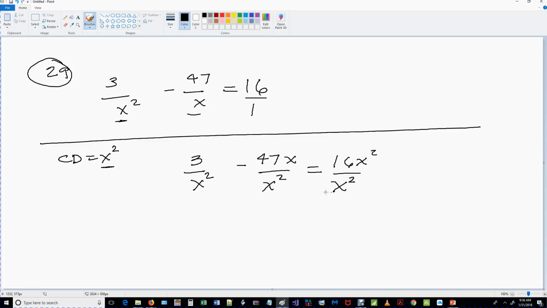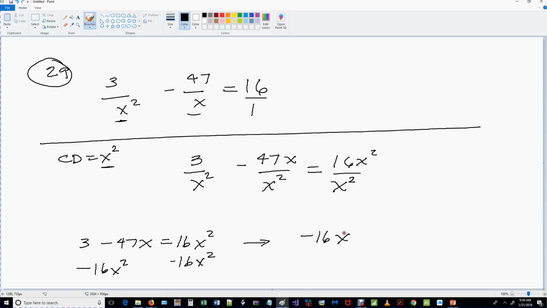Now, when all the denominators are the same, you can just do the top. So 3 minus 47x equals 16x squared. This is not standard form, right? So the way we do it is subtract 16x squared on the left, subtract 16x squared on the right, and then this is what you get.